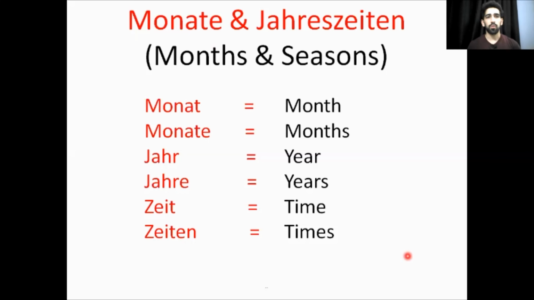Let's start. So we have 6 important words here in red. Part of vocabulary. Vocabulary है बहुत important है German language में. Let's check them. First one is Monat, month. Monate, months. Jahr, year, जैसे दोस्त को बोलते हैं यार. Jahre, years. Zeit, time. Zeiten, times. So ये 6 important words हैं. You must learn them.